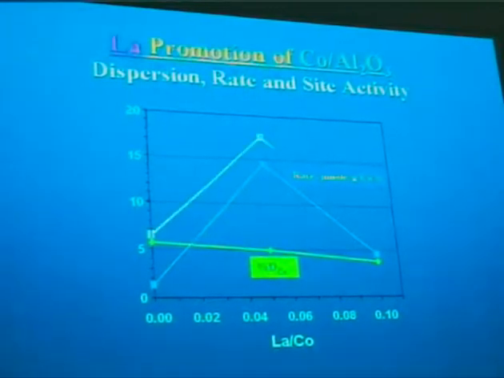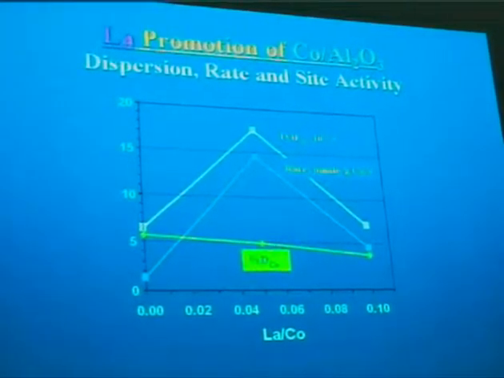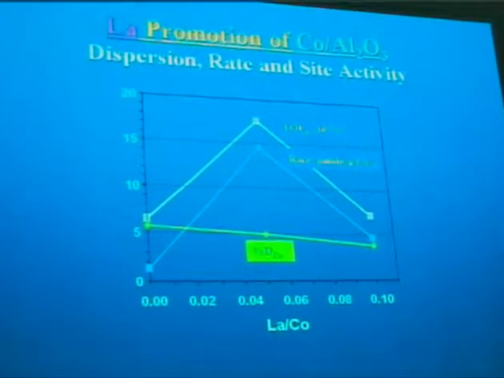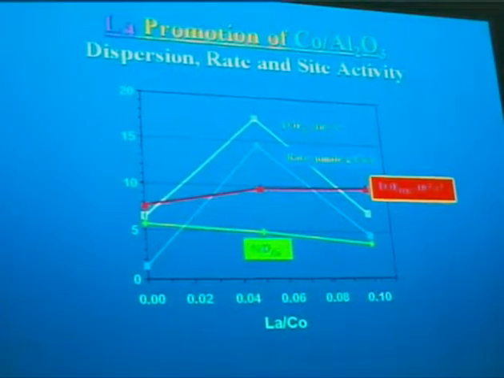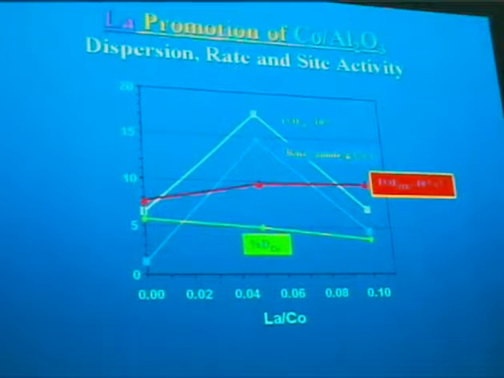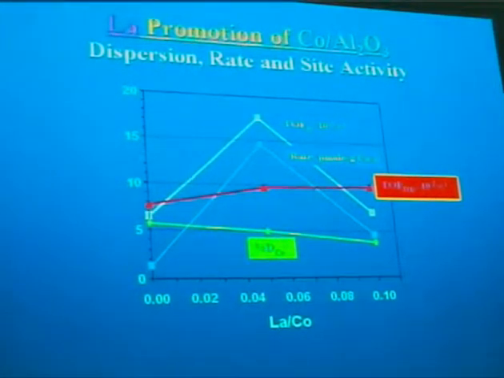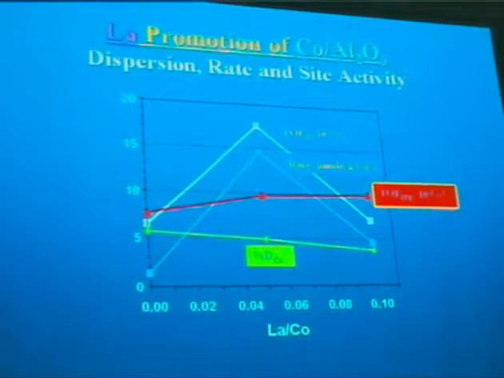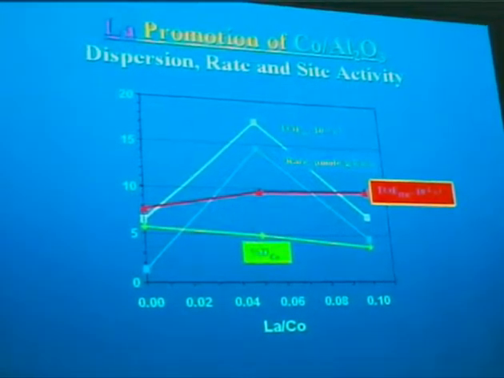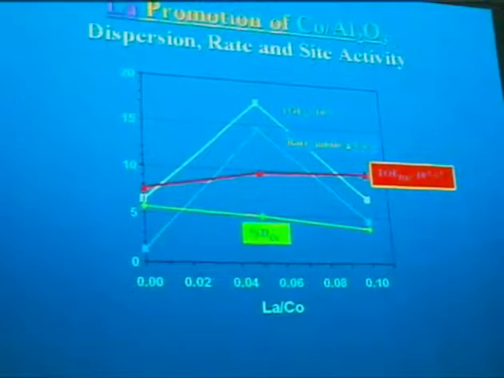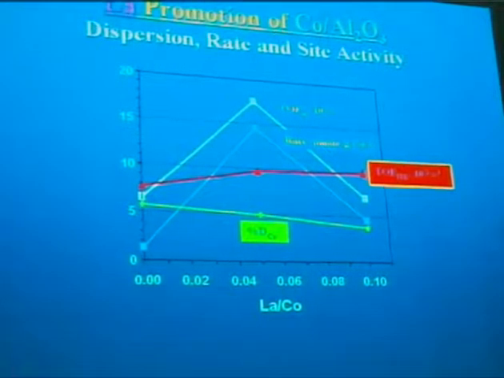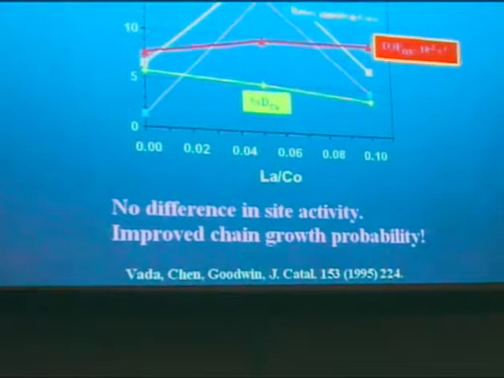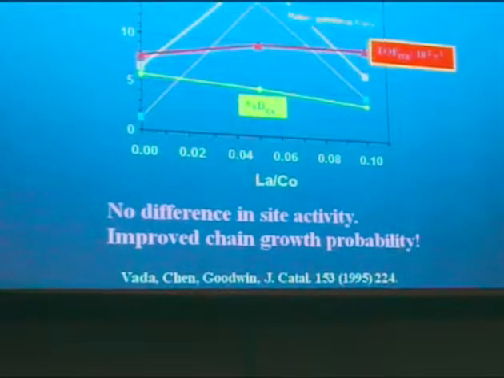But that's the turnover frequency based on hydrogen going to the maximum, not surprising because the dispersion didn't change significantly. But if you look at the turnover frequency based on the number of intermediates, there's essentially no change. You know, I mean, the small difference, about 15 to 20%, is within experimental error probably. But again, on cobalt on alumina, you also see improved chain growth possibility.